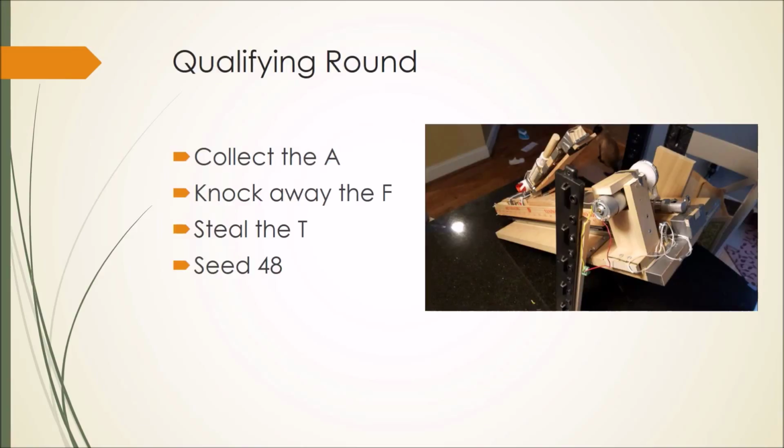Pictured here is our qualifying machine, on which our final machine was based. It was designed to accomplish 3 tasks: collect the A, knock away the F, and steal the T. The F arm proved to be fairly reliable, but we received a seed of 48 for 2 reasons, the first of which concerns the T arm.